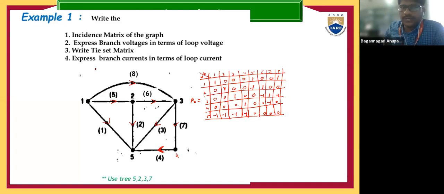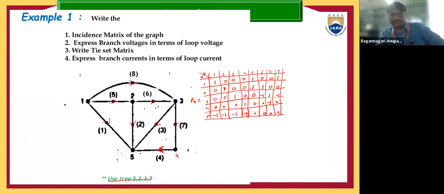So what is the first thing we have to do when we draw a Tieset matrix? We draw a tree, right? So what tree do we have to consider? Is there any condition on how many trees we can draw for this graph? There are numerous ways, right? So let us simplify. I mentioned some values here. Use the tree 5, 2, 3, 7 to make it simple.